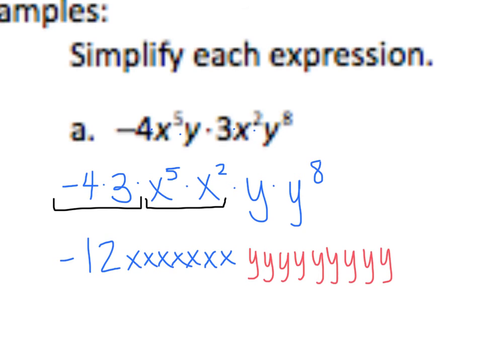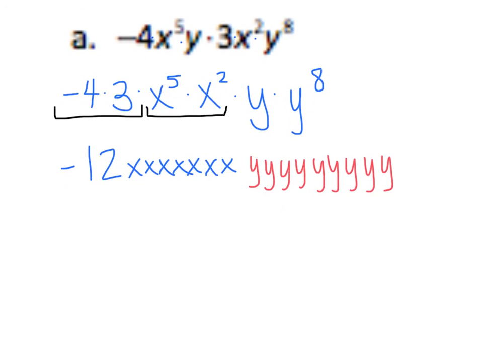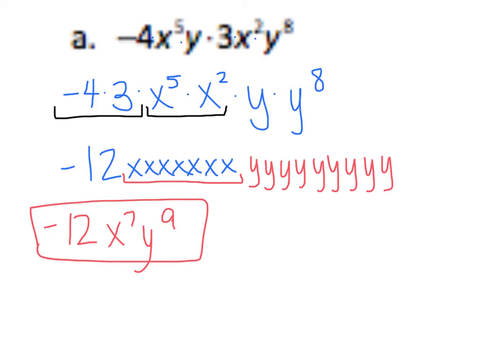So now I'm just going to add up and count how many x's I have. I still have the -12. And I'm going to have x to the 7th because there are 7 x's and y to the 9th because there are 9 y's. Okay?